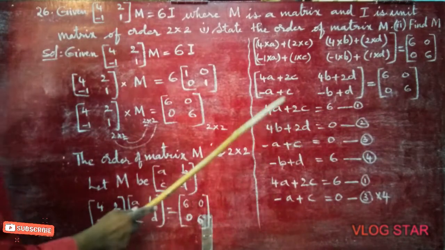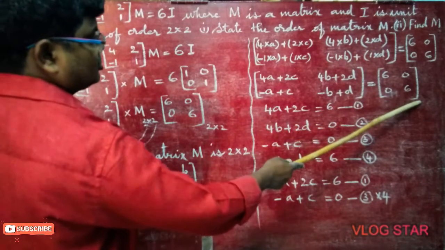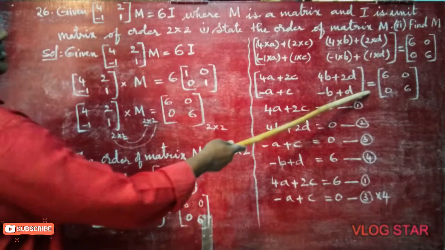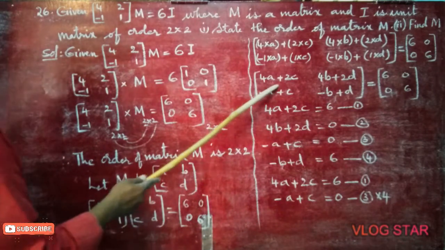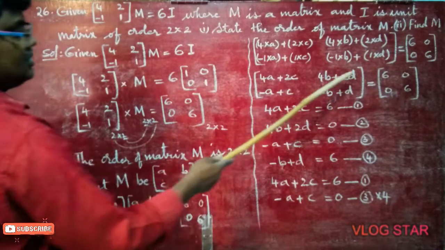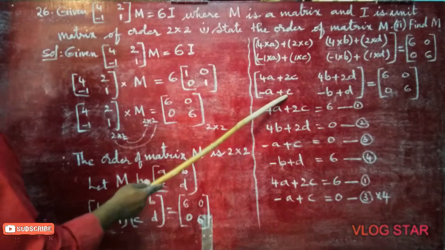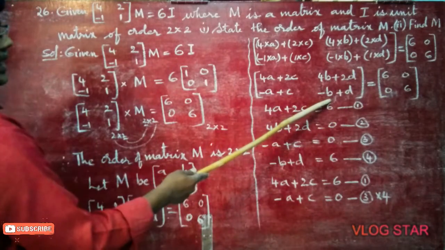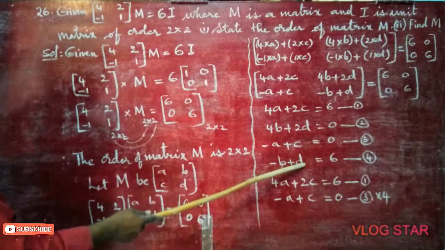[6 0; 0 6]. Now we are comparing, because for equal matrices, this is 2 by 2 order and that is also 2 by 2. When the orders are the same, they are equal matrices. First element with first one: 4A plus 2C is equal to 6. 4B plus 2D is equal to 0. Minus A plus C is equal to 0. Minus B plus D is equal to 6. So these 4 equations you wrote.